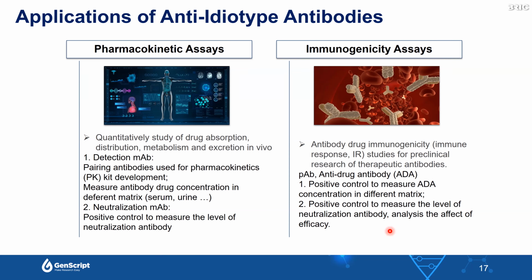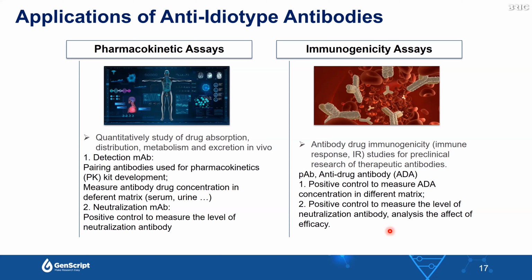Polyclonal anti-idiotypic antibodies are commonly used for immunogenicity assays as reference control. Immunogenicity is the ability of a therapeutic such as an antibody drug to induce a humoral or cell-mediated immune response, which can lead to development of an anti-drug antibody. Therefore, it is extremely important for researchers to analyze the immunogenicity of a new antibody during the preclinical assays.